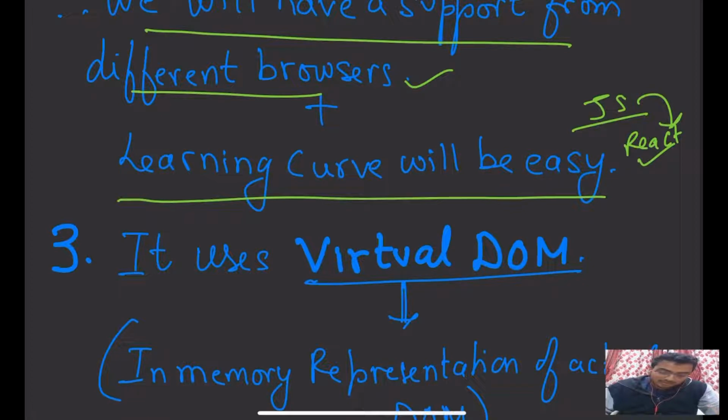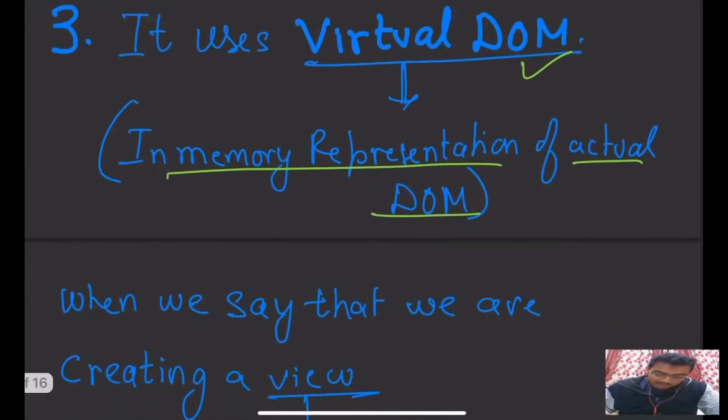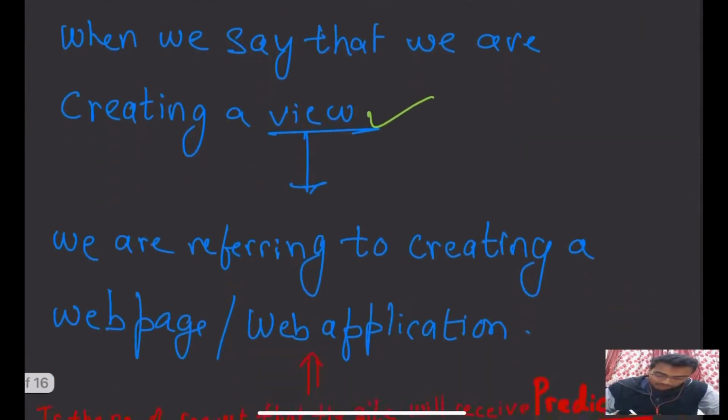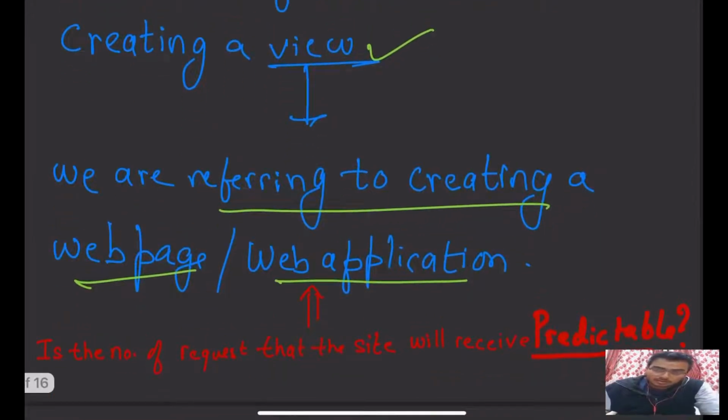Third benefit is it uses virtual DOM. Now what exactly is virtual DOM? Virtual DOM is the in-memory representation of the actual DOM. When we say that we are creating a view, I said we are working on the view part of the MVC. When we say we are working on the view, we are basically talking about creating the web application or web page. And do you know the amount of traffic that would come in a web application? The amount of traffic in a web application is unpredictable.